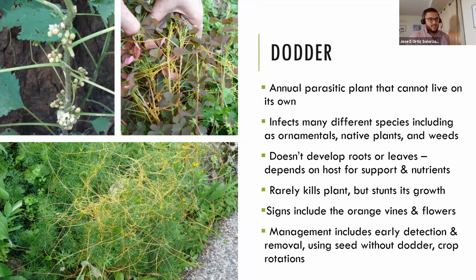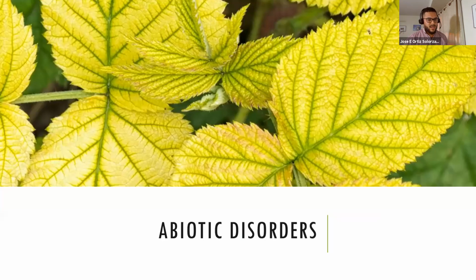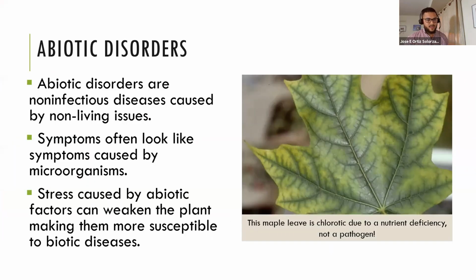So we have learned now that plants can be infected or affected by other organisms such as plants, and those plants are known as plant parasites. But plants can also be affected by non-living issues, and those are considered abiotic factors or disorders. And these are oftentimes misdiagnosed because the symptoms that you observe on the plants look like the symptoms caused by microorganisms or living organisms.